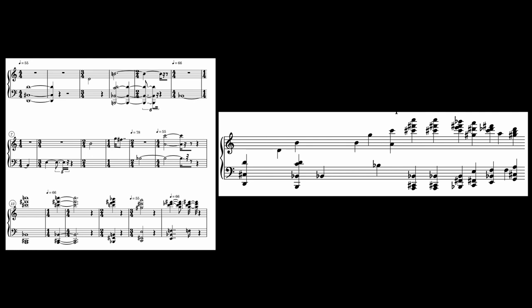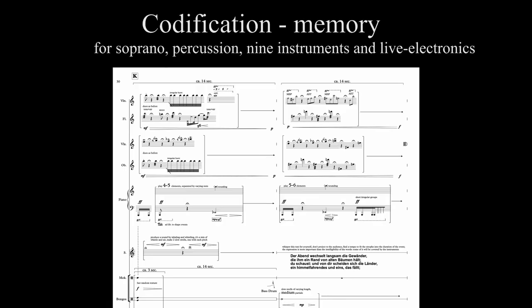So I'm interested in exploring these slight differences and giving the pianist a way to play, to interact with it. I've explored in other works the possibility of giving musical material to the musicians. This is an example from Codification Memory for soprano, percussion, 9 instruments and electronics.